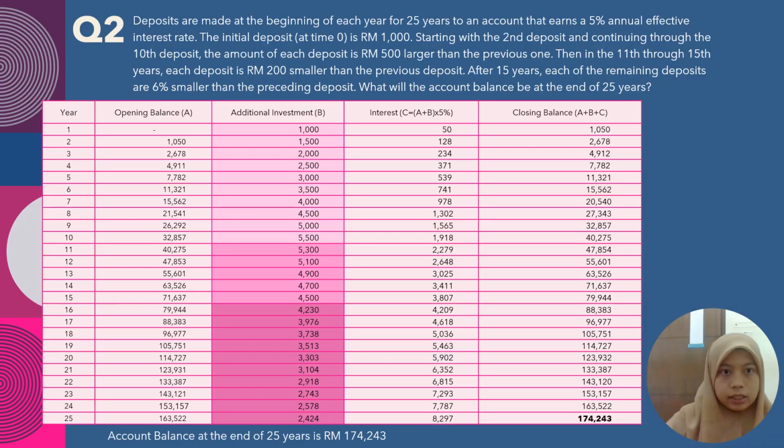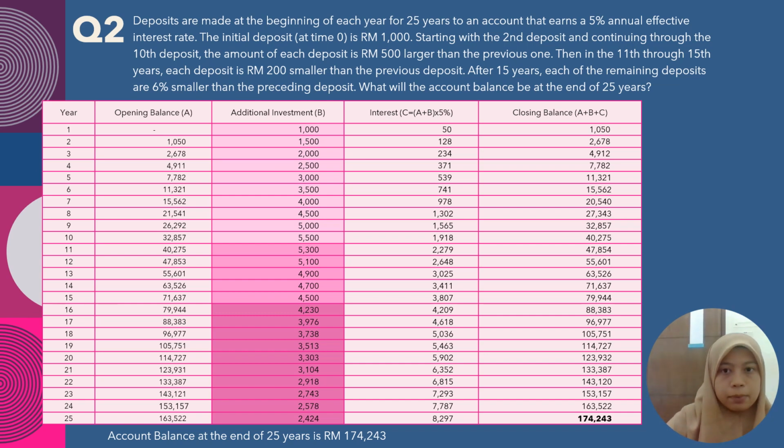Moving on to question 2. Deposits are made at the beginning of each year for 25 years to an account that earns a 5% annual effective interest rate. The initial deposit at time 0 is 1000 ringgit.